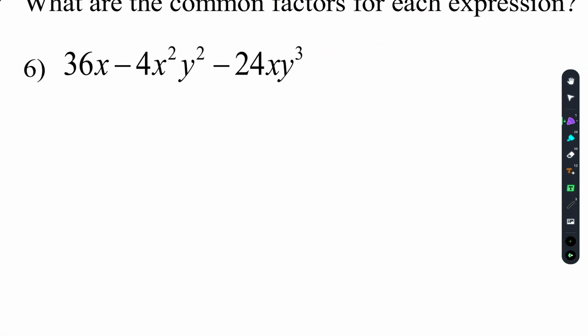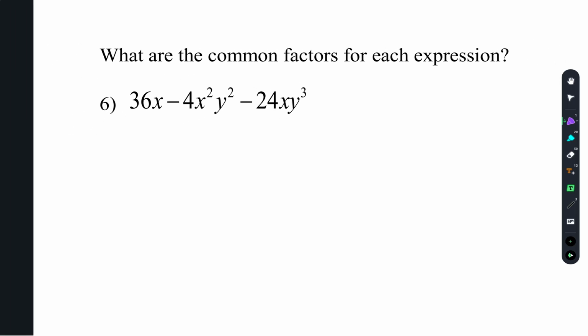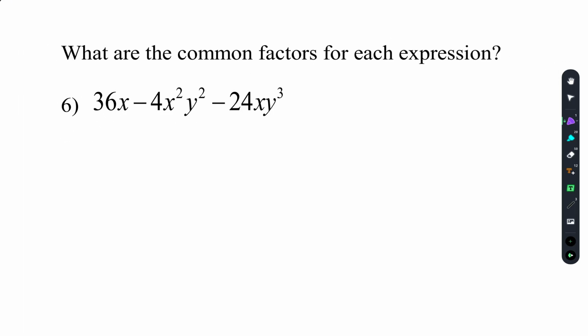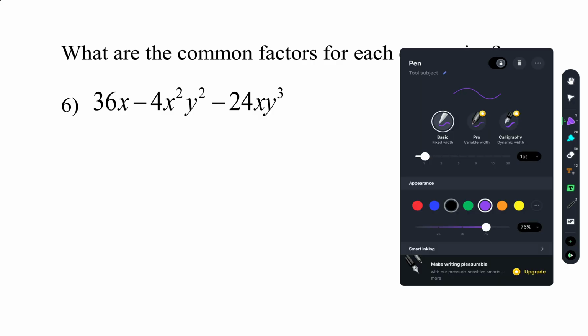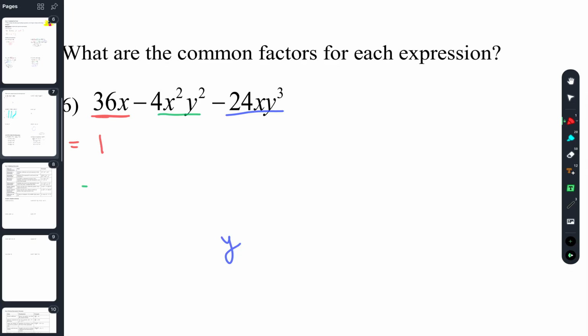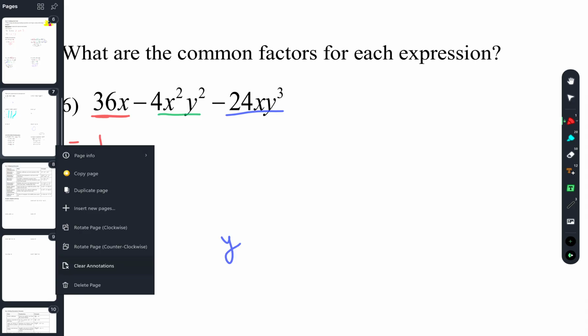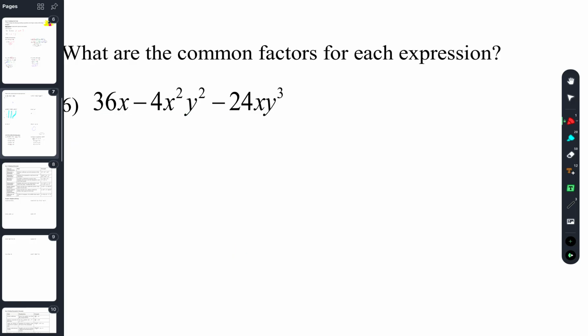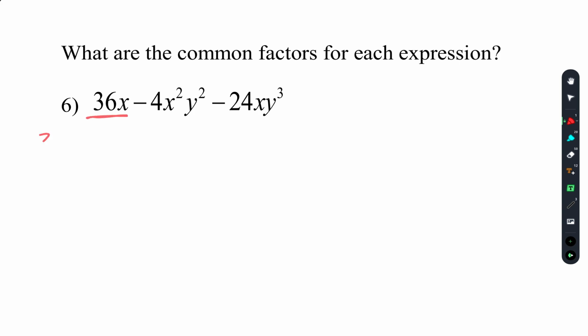Okay, now kind of changing gears, are these common factors. Now, you don't have to do this with every problem. I'm just doing it so you can kind of get what's going on here. So what you do is you take each term. You take each term and you're going to break it down into factors. So you're going to go 36x, 4x squared y squared, and then 24xy cubed.